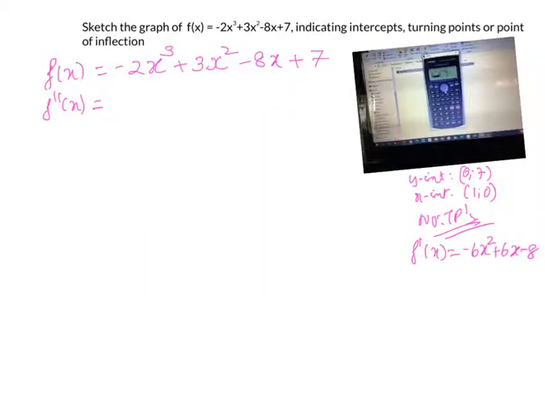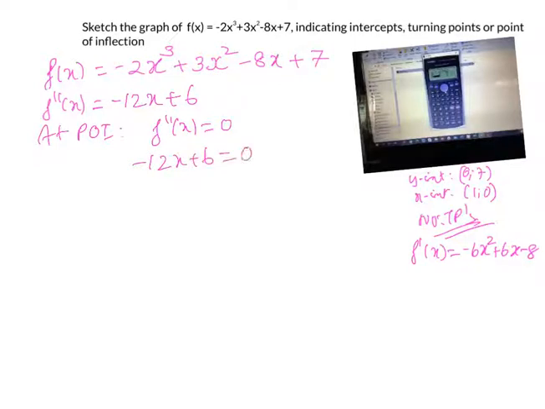To find the point of inflection, I have to find the second derivative. When there are no turning points or when there are equal turning points, we must find the point of inflection. To find it, first we find the second derivative. My first derivative is negative 6x squared plus 6x minus 8, so my second derivative is negative 12x plus 6. At a point of inflection, the second derivative is equal to 0. That is, minus 12x plus 6 is equal to 0, so x is equal to half.